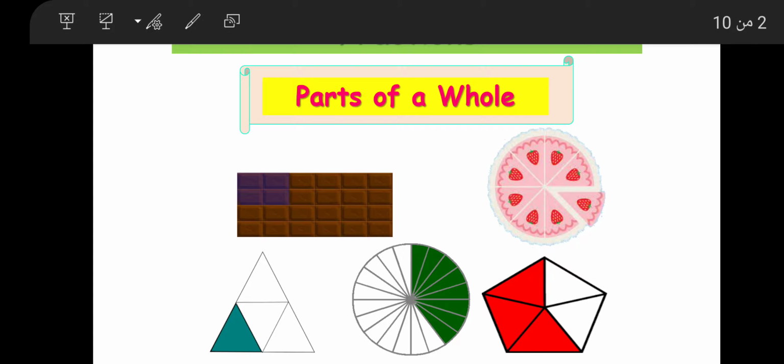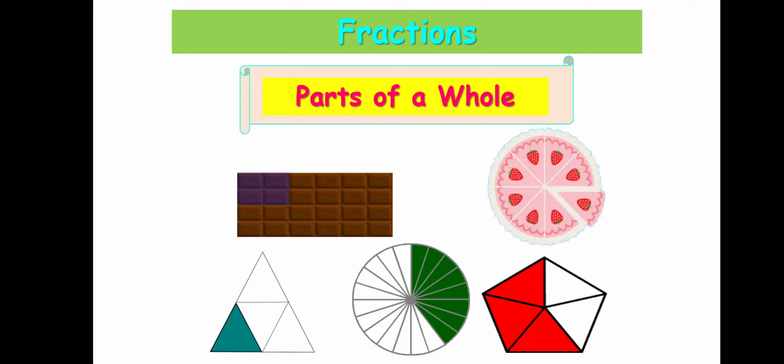Fractions are the parts of a whole. And these parts must be what? Must be equal. Why? Because actually fractions, the main operation of it is divide, and the divide must be in an equal way. So these parts must be cut in an equal way.